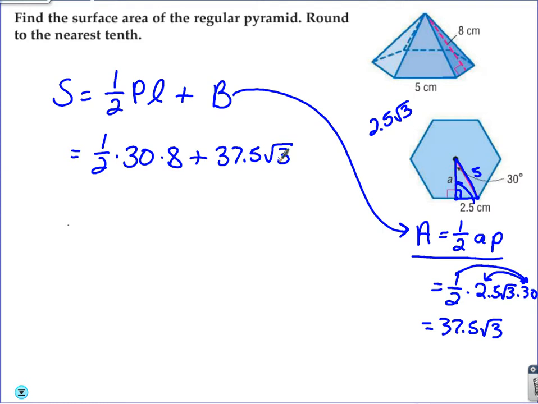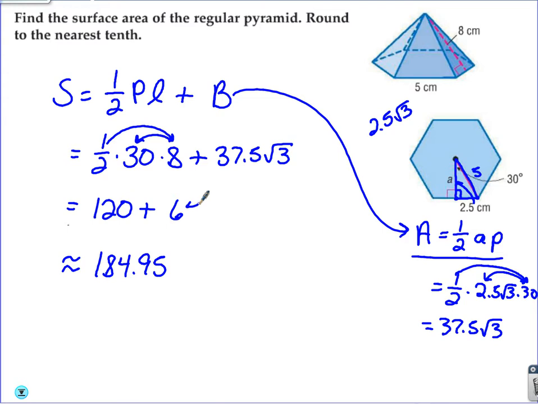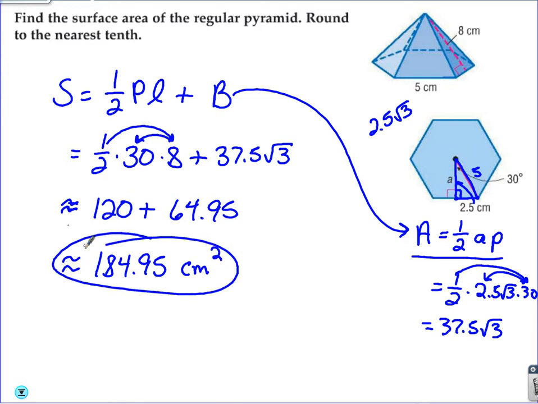Okay. So we now have 1/2 of 8 is 4. 4 times 30 is 120. Plus, does anybody turn that to a decimal yet? 37.5 root 3. Okay. Final answer. What'd you get for a final answer? 184. And then I'll work backwards. That means that's about 64.95. So the final surface area is 184.95 centimeters squared.